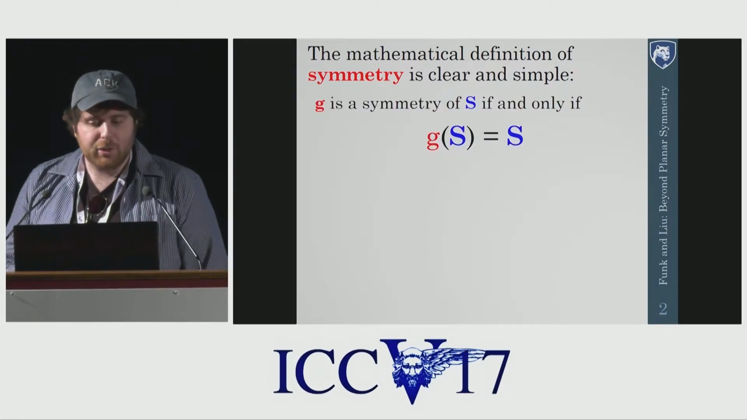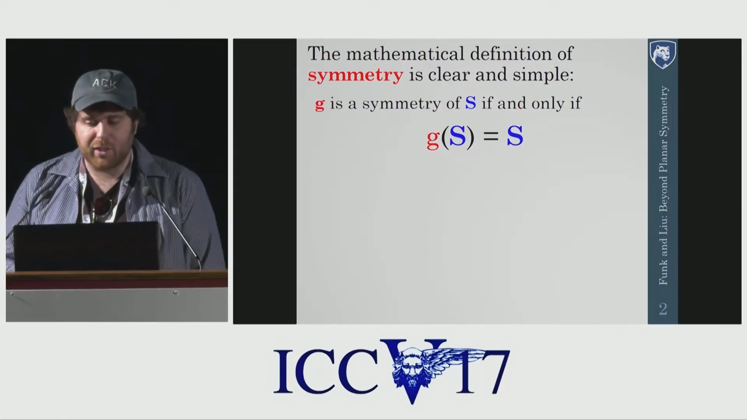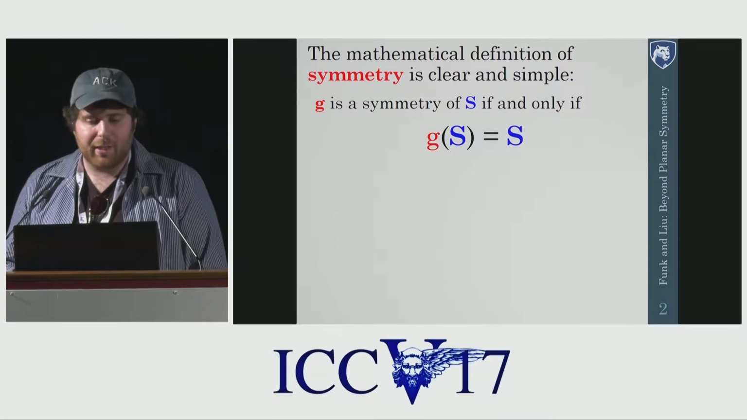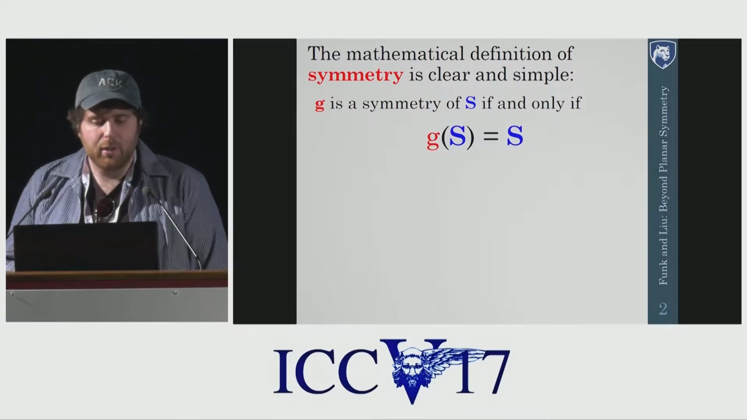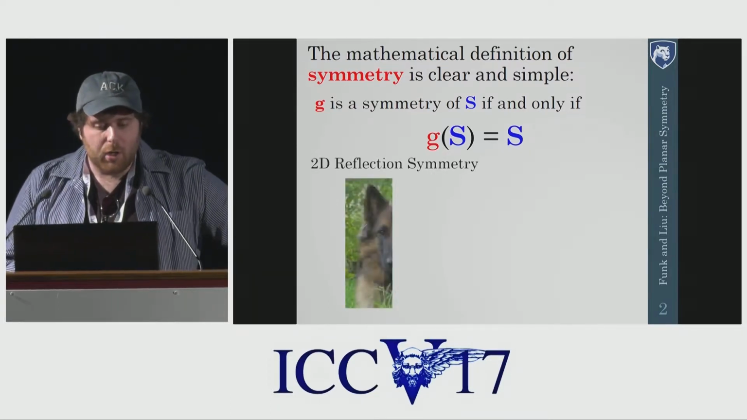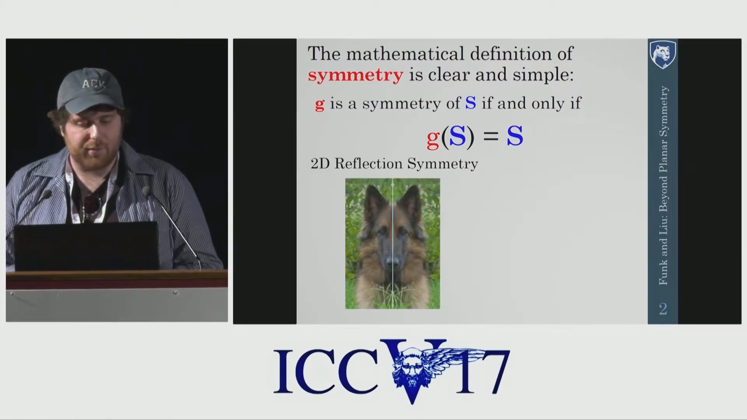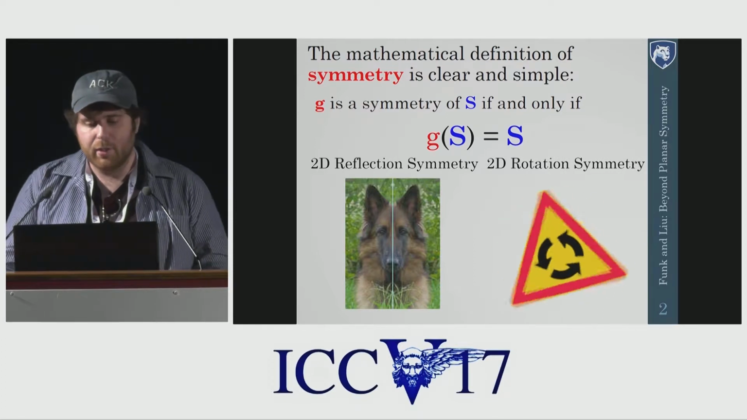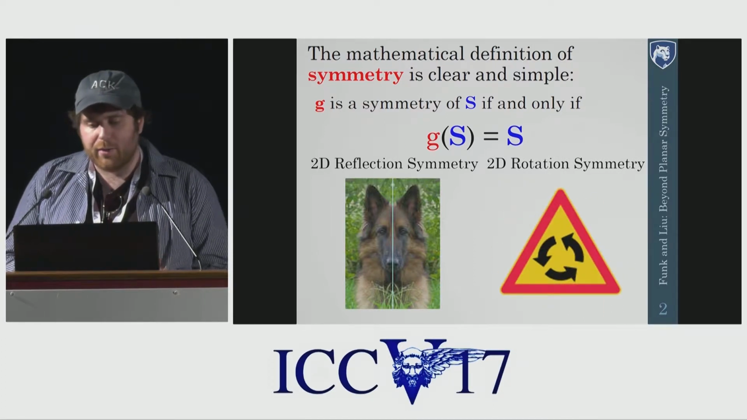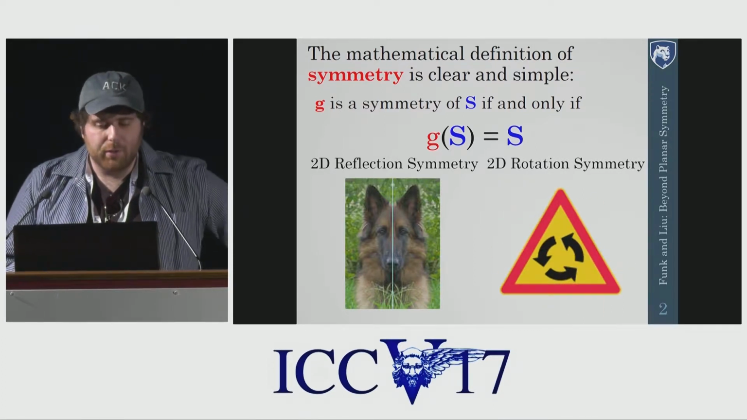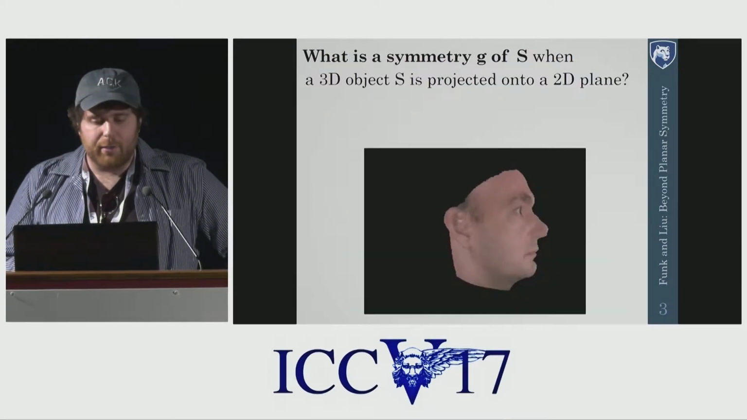Mathematically, a symmetry G of a set S is defined as a transformation G that acts on S and keeps S setwise invariant. The two common types of symmetry are reflection symmetry, where one side is reflected with respect to an axis to the other side, and rotation symmetry, where G rotates S around a rotation center at a fixed angle, while S remains invariant as a set.